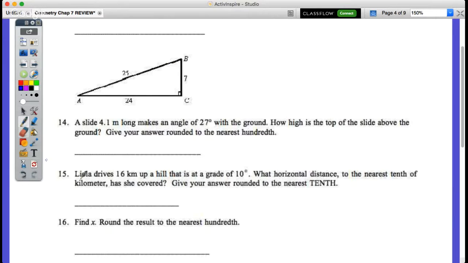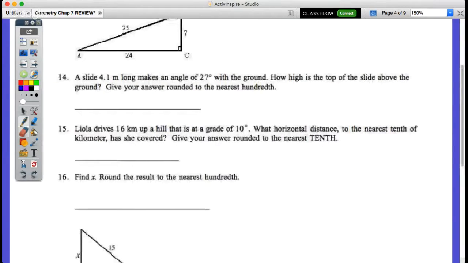Number 15. Leola drives 16 kilometers up a hill that is at a grade of 10 degrees. That means your 10 goes here. This is a very steep hill. Would not want to do this in the winter. 10 degrees is actually a really steep hill. On highways out west, they'll warn you when you're going like 5, 6 degrees. So that's a big deal.